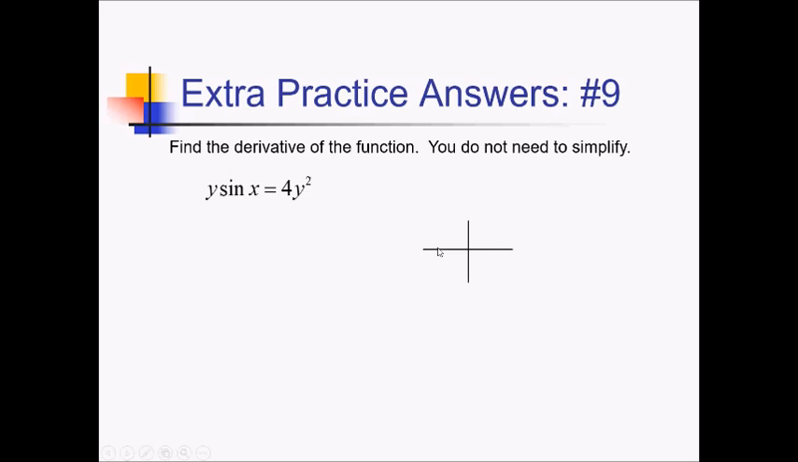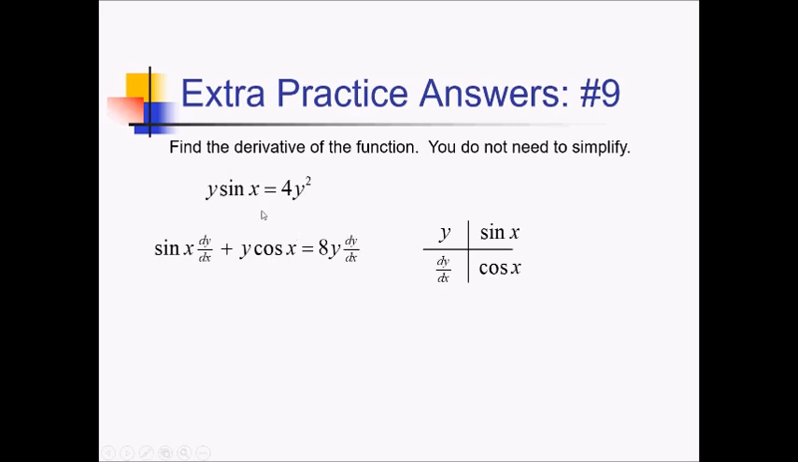So let me get out the box and ribbon. We've got y and sine of x. Derivative of y is normally 1, but we have to multiply by the derivative of y. So this is actually 1 dy over dx. And then sine of x derivative is going to be cosine of x. So we use the ribbon to multiply this out. We've got sine of x dy over dx plus y times cosine of x. And now that's going to equal, let's see here, this is going to be 8y times dy over dx.